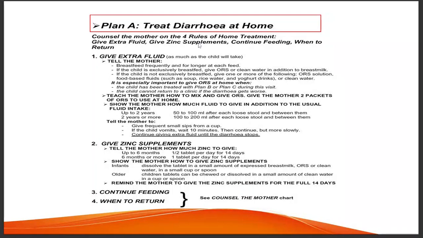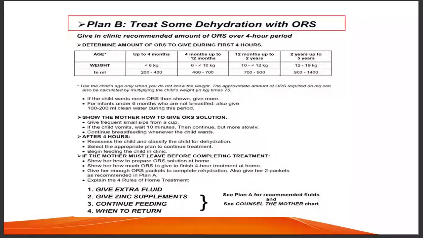So this table is just showing the plans. Plan A on how to treat the diarrhea. You treat it at home, basically give fluids, teach the mother how to mix and give ORS. Okay, show the mother how much fluid to give in addition to the usual fluid intake. And then give zinc supplements. Okay, continue feeding and tell the mother when to return if they see the warning signs.